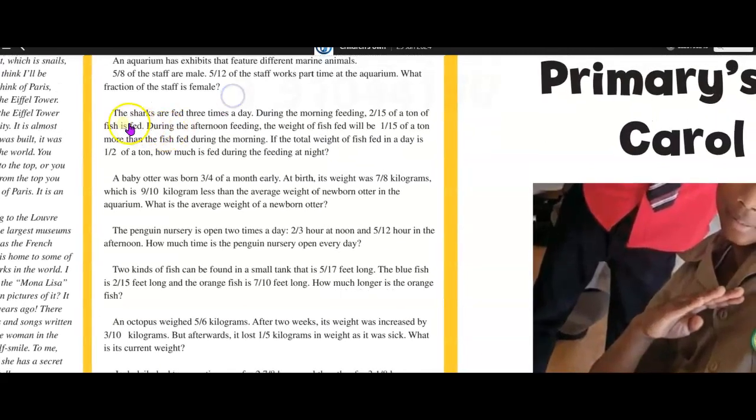Okay. All right. The sharks are fed 3 times a day. During the morning feeding, 2/15 of a ton of fish is fed. During the afternoon feeding, the weight of the fish fed will be 1/15 of a ton more than the fish fed during the morning. If the total weight of fish fed in a day is half a ton, how much is fed during the feeding at night?